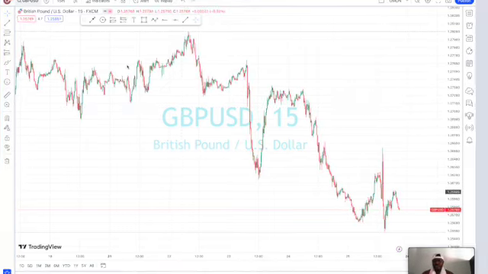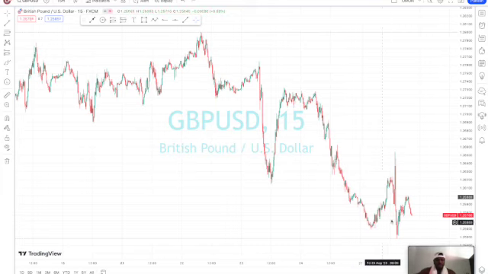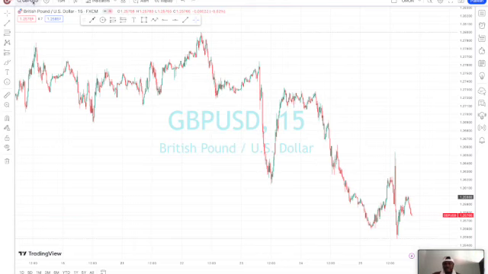Let's analyze this market. So this is another update on, what is it called? This is GBP USD. So let's do this market analysis.